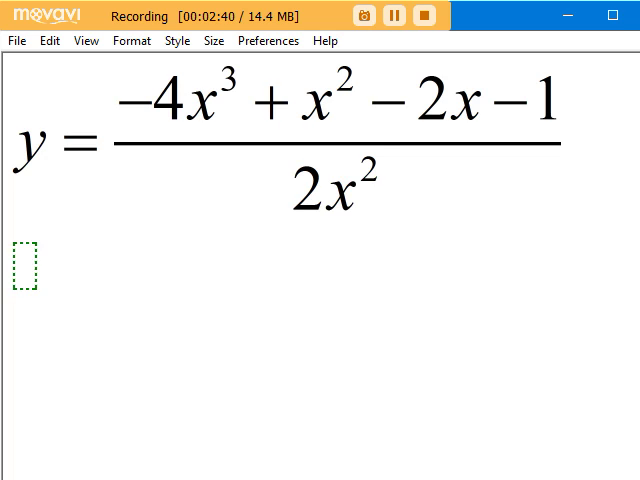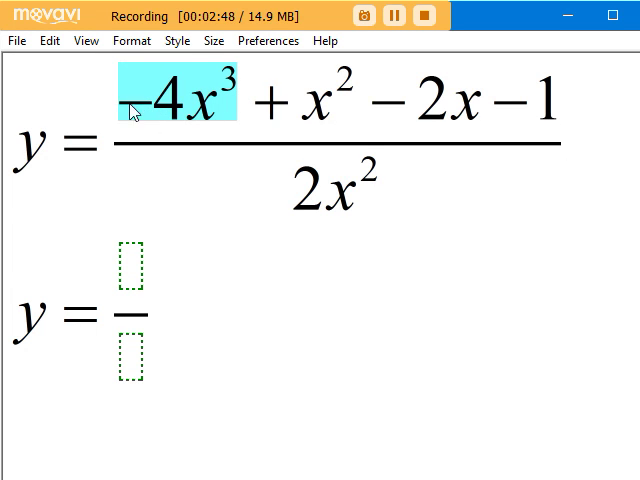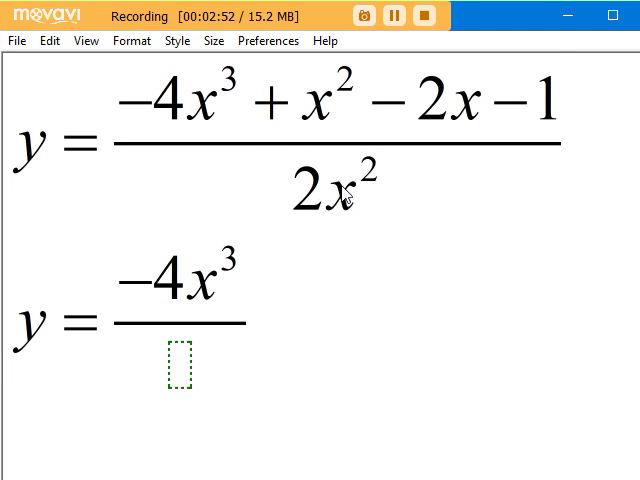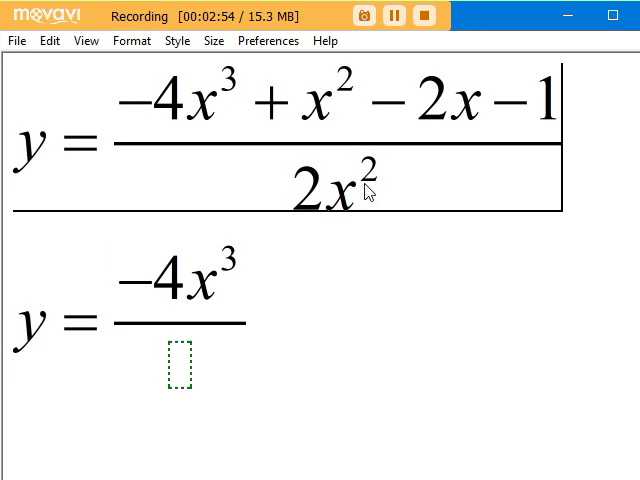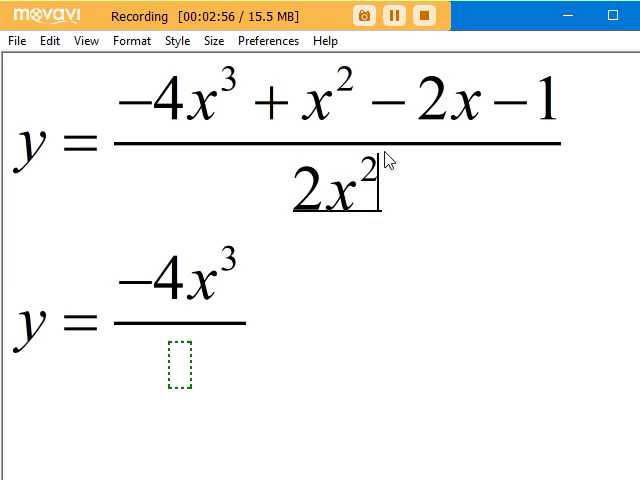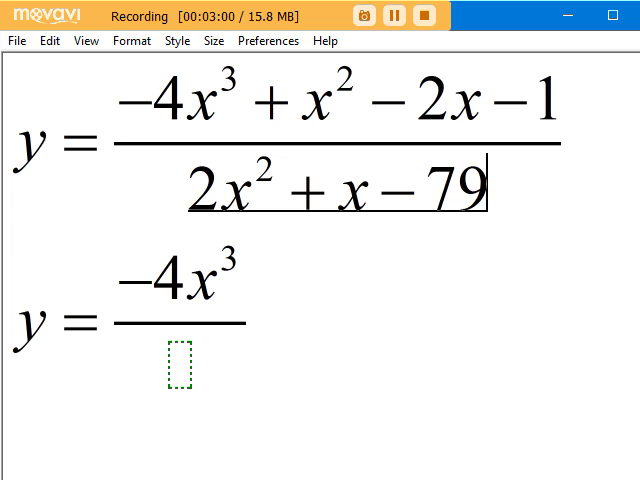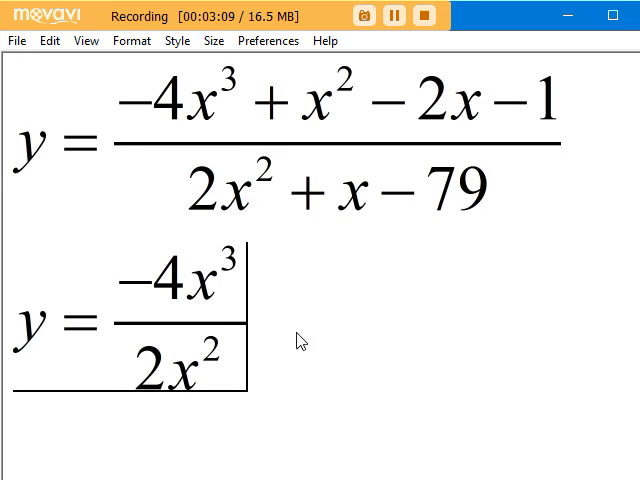Now we are still going to work this very similar to what we did just a moment ago, in that we're still going to take the highest degree term on top, but now there's a bottom to work with, and so we take the highest degree term on bottom as well. And actually, let me go ahead and add a little bit more to this bottom just so you can see this. So maybe it's plus x minus 79. But we're still going to take the highest power down there, which is in this case the 2x squared, and we're going to put it in the bottom of this one.